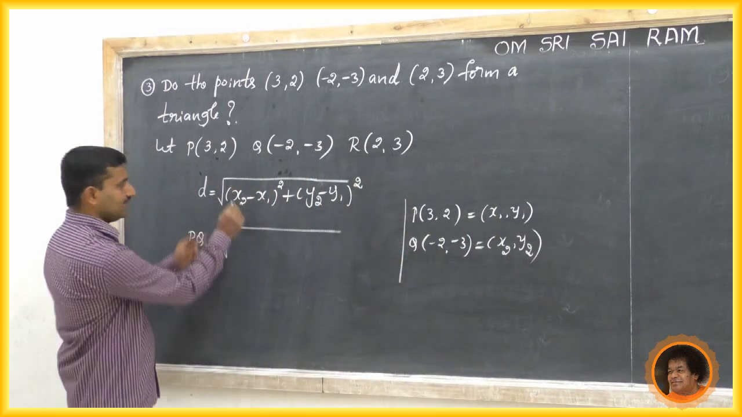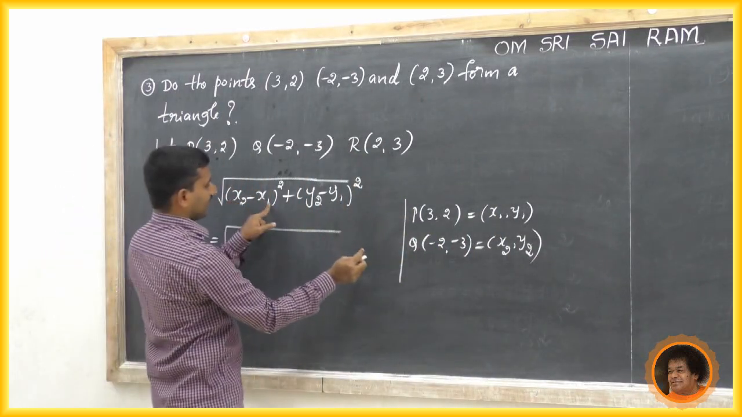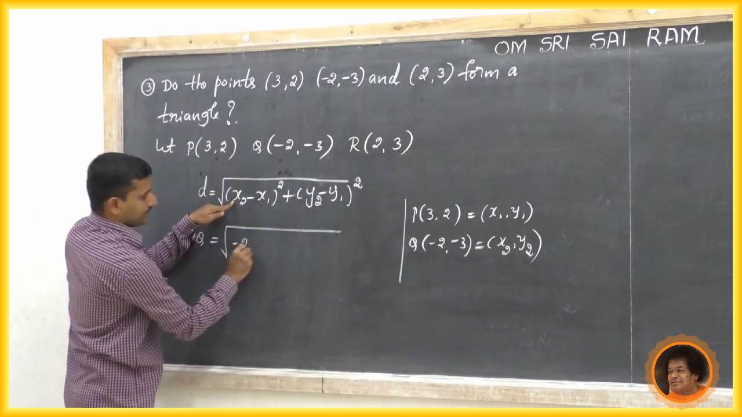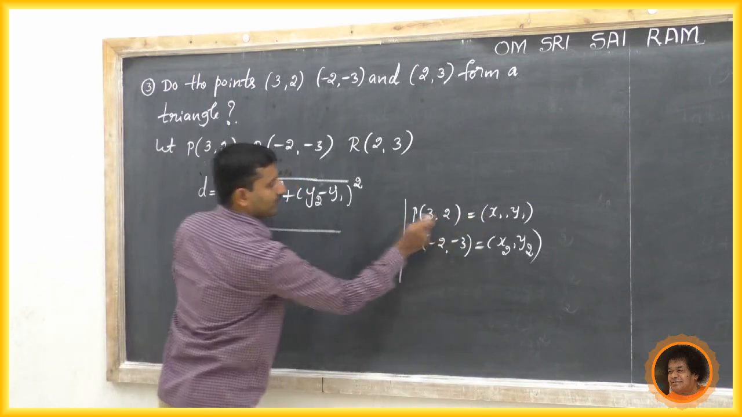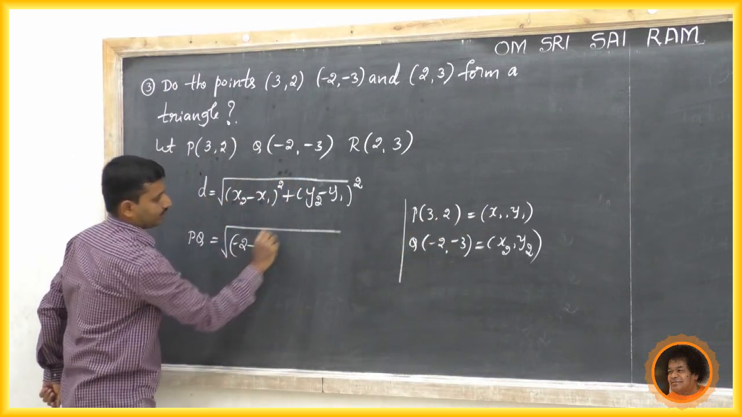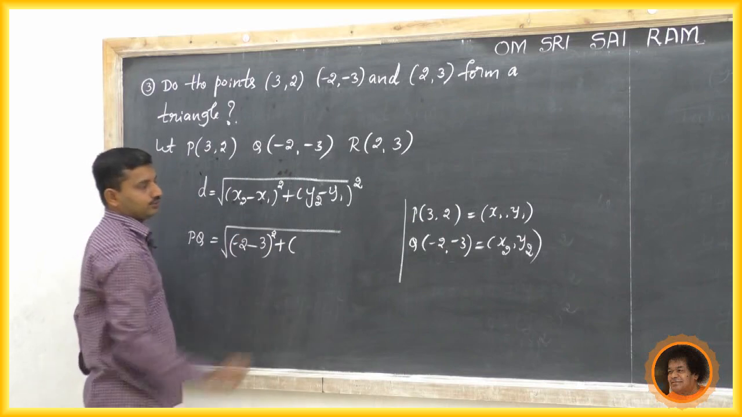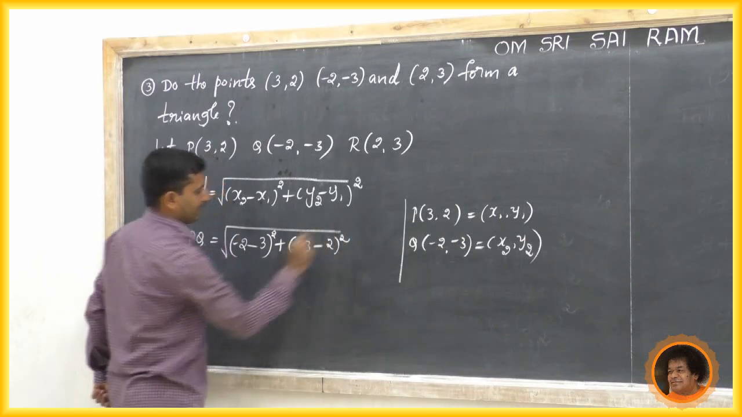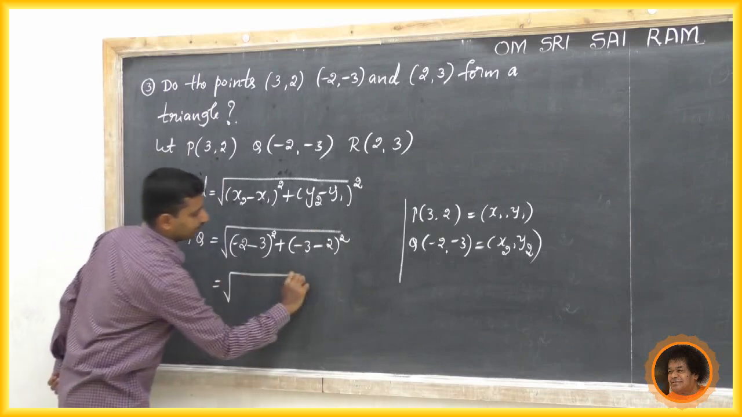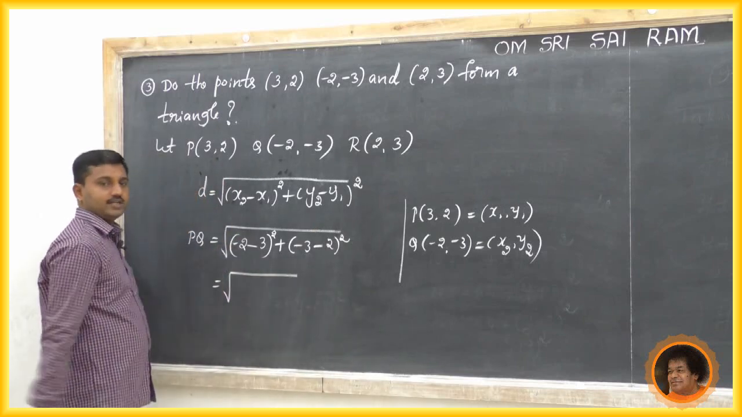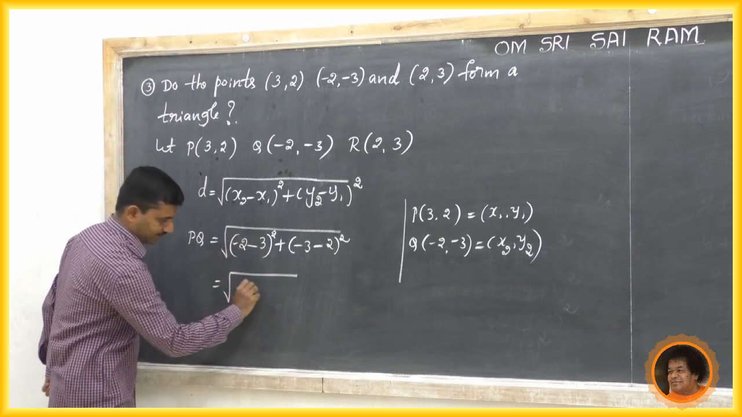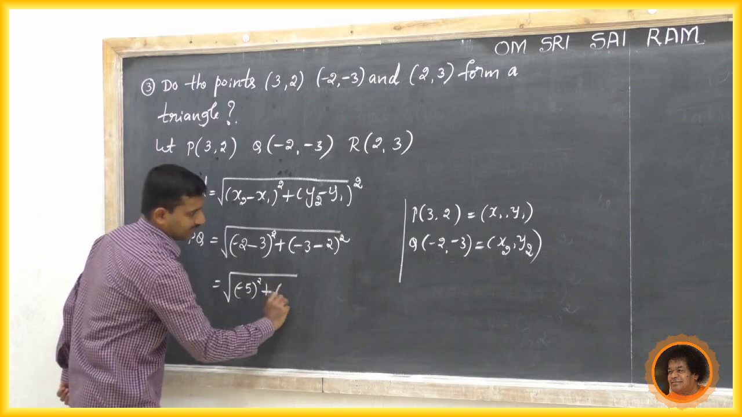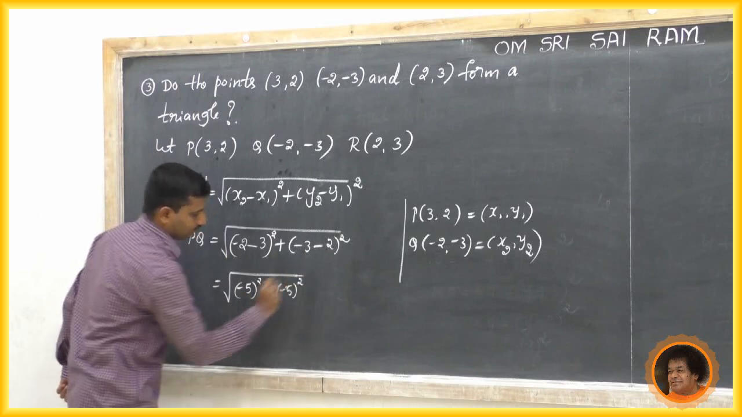Now what is the distance? Apply the values of x2, x1 and y2, y1. x2 value is minus 2 minus x1 value, that is 3, their square, plus y2 value minus 3 minus y1 value 2, whole square. Now simplify, equal to minus 2 minus 3, that is minus 5 whole square, plus minus 3 minus 2, that is also minus 5 whole square. So what is the answer?